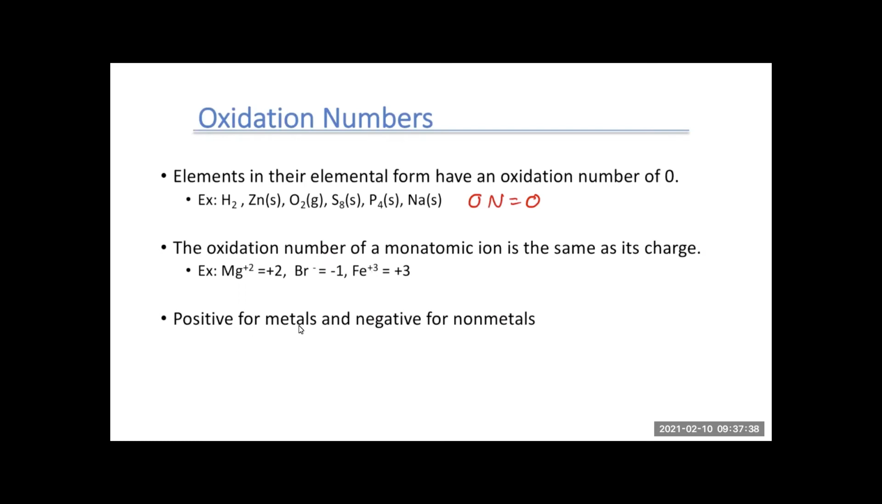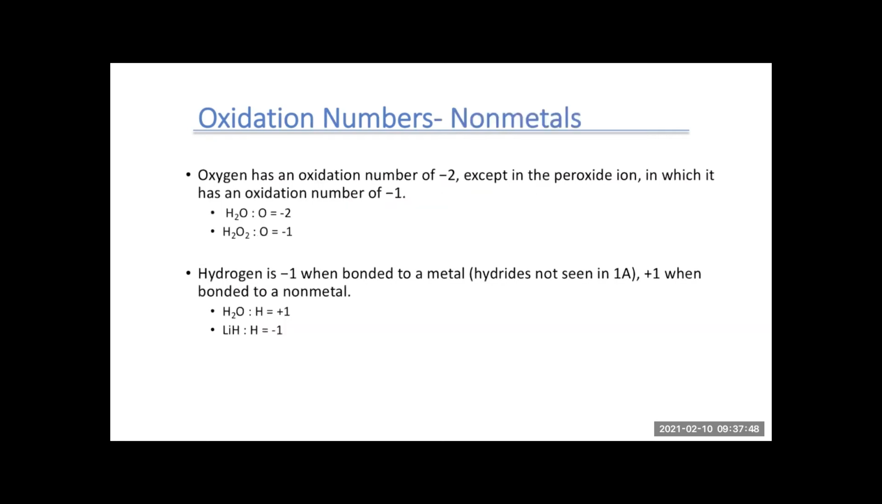And our oxidation numbers are positive for metals and negative for nonmetals. So you can see the oxidation number can be either positive or negative. Some elements have fixed oxidation numbers. Oxygen is one of those that has a fixed oxidation number. It always has an oxidation number of -2.